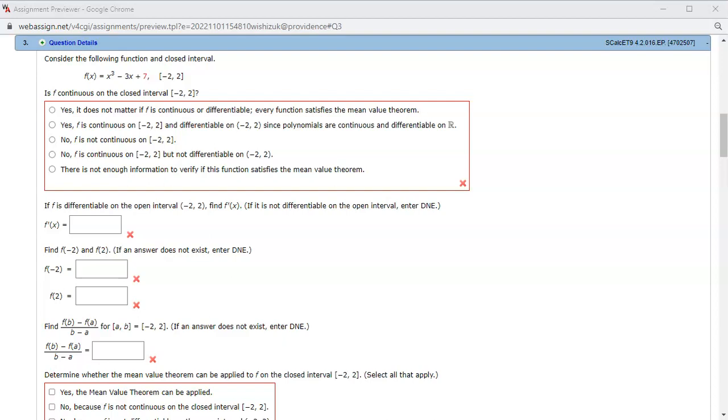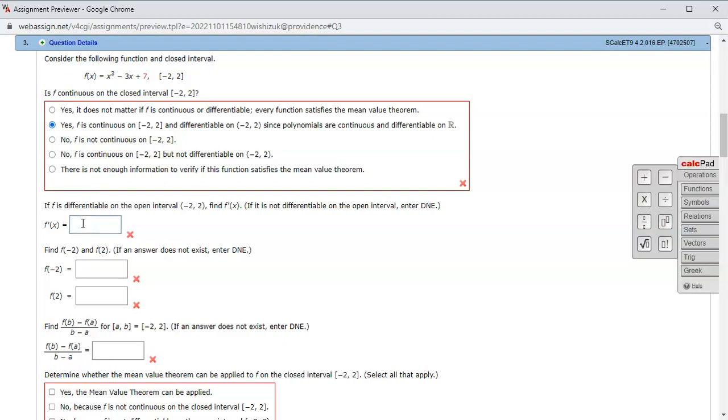All right, let's look at homework 4.2, problem number 3. You have a cubic function given over the closed interval from -2 to +2. Is f continuous on the closed interval? Yes, because it's continuous and differentiable since it's a polynomial, so this is going to be the reason.